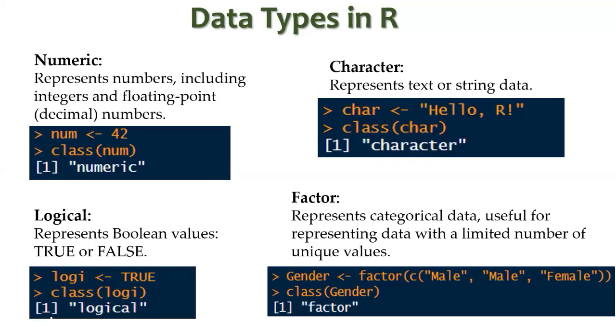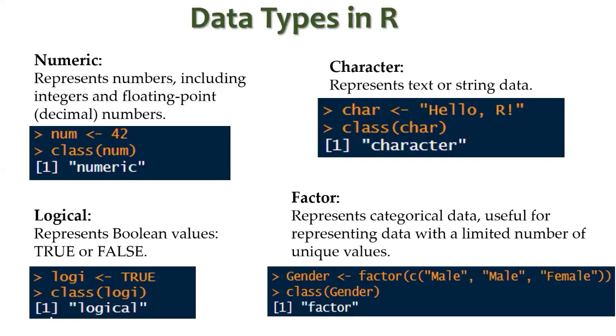And then character represents text or string data. Whenever you want to type a text or a string, it is termed as a character in R. But for R to recognize it as a character, we need to enclose it in quotation marks. It can either be double quotes or single quotes. Here I assign hello R to the variable char, and then I use the class function, and it gives me an output of character, saying that the variable is a character variable.